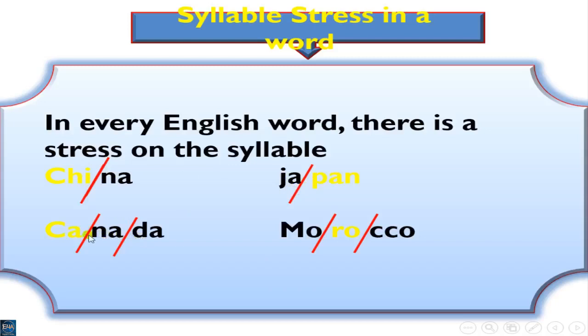Canada. The stress is in the first part. This word has three syllables, three parts. Morocco. How many parts? This word has three parts. Morocco. The stress is in the middle. The R here is a double R.